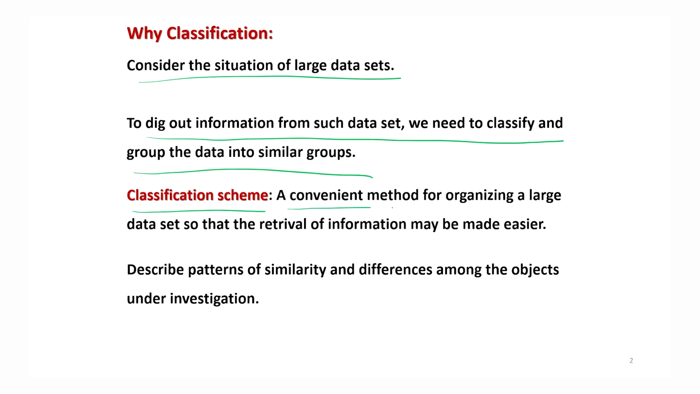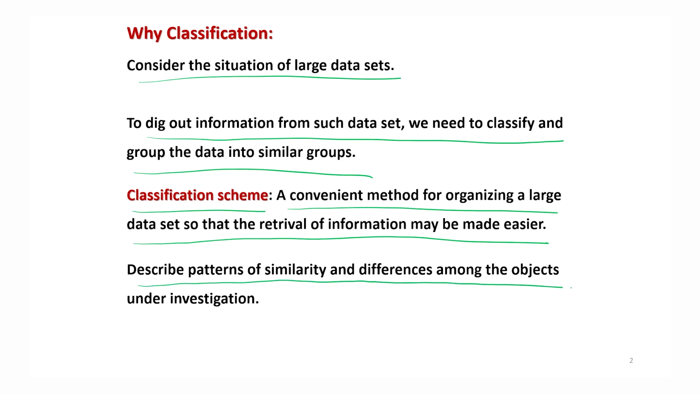A convenient method for organizing a large data set so that retrieval of information may be made easier can be achieved through a classification scheme, which describes the pattern of similarity and differences among the objects under investigation. So, the next question comes here: how are you going to quantitatively compute this similarity? With our eyes, I can always say, okay, these two people are similar, but how are you going to quantify? Because the software understands only numbers, and in statistics, unless you have the proper numbers, we cannot do a good job.